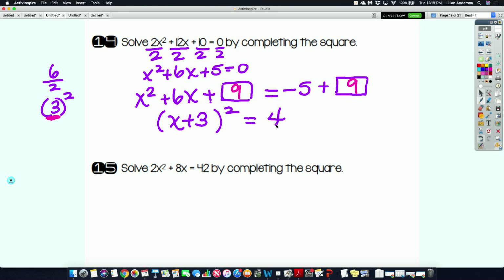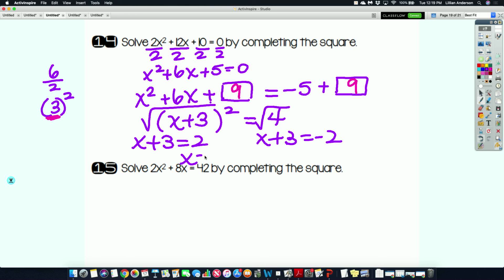Now I just solve from here. So I take the square root of both sides, making sure I don't forget that I'm going to have a plus or minus 2. And my two solutions are negative 5 and negative 1. Questions?